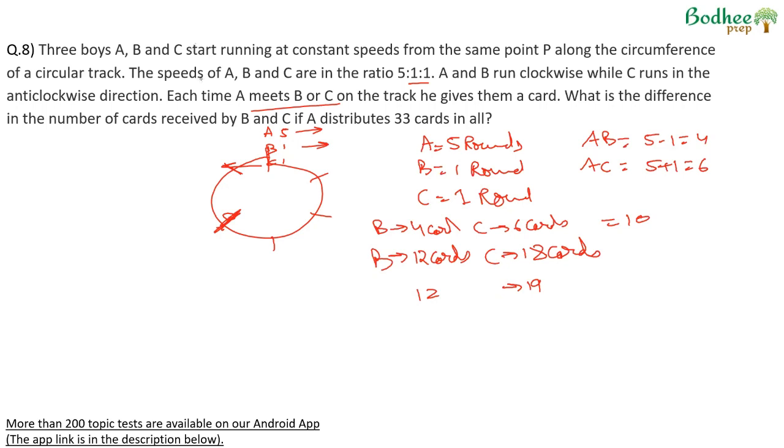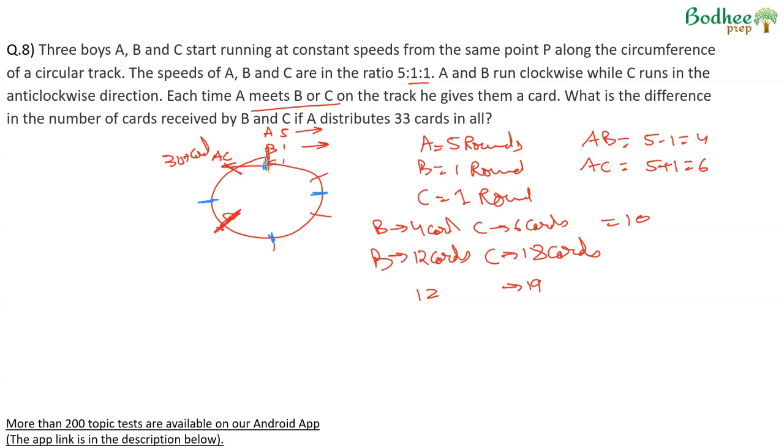So they can be marked as 1, 2, 3, 4. The first meeting with C will happen at 1, 2, 3, 4, 5 at this point. So here A and C will meet. The 31st meeting will happen overall, including AB meetings, and the 31st card will be given.